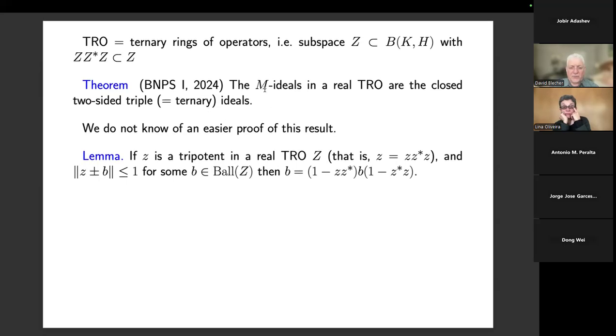So this proof is extremely difficult, and although we were able to simplify the C-star algebra case proof, the TRO case still seems to be extremely difficult. But we will need the following lemma about tripotents in a real TRO. A tripotent is a partial isometry, i.e. z equals z z star z. If z plus or minus b has norm less than 1 for an element b in the ball, then b is forced to be of this form.